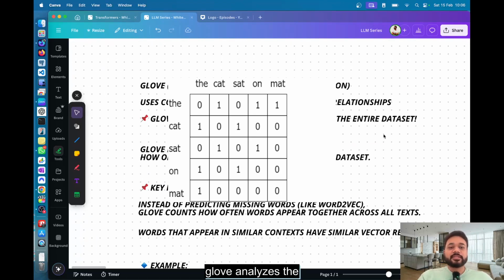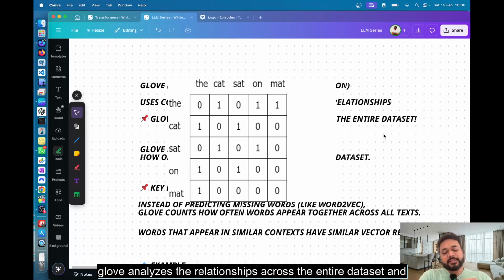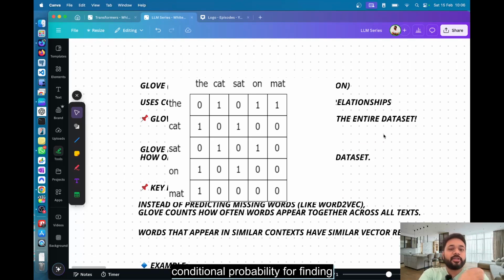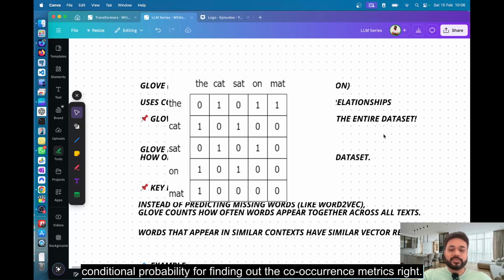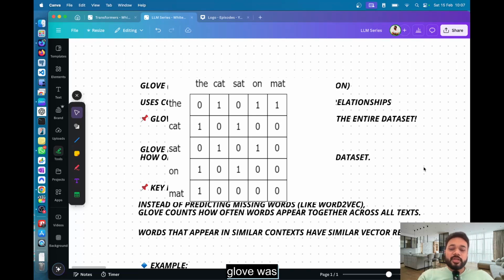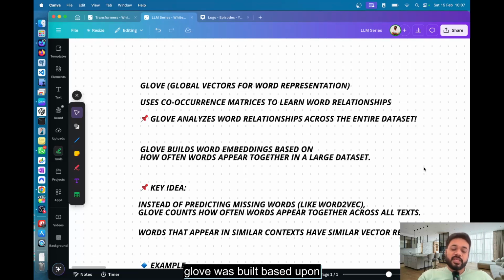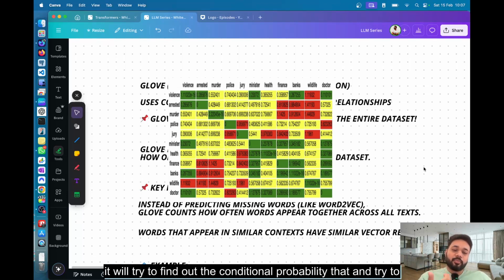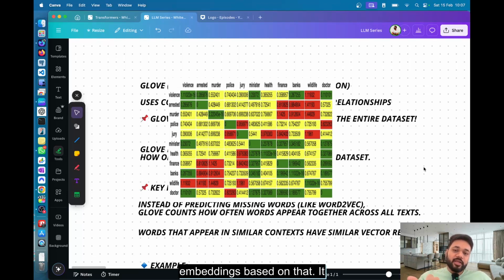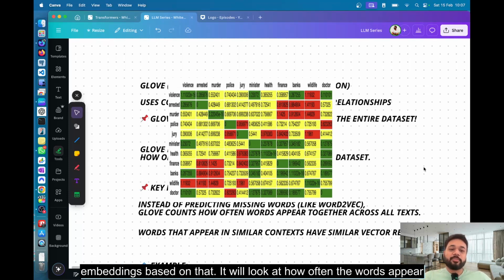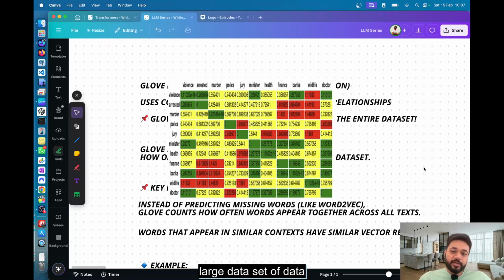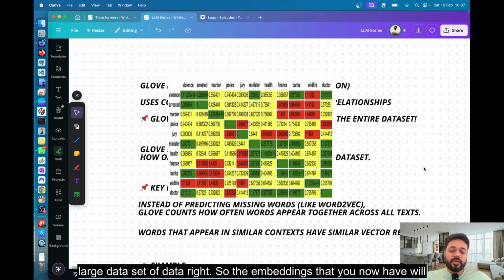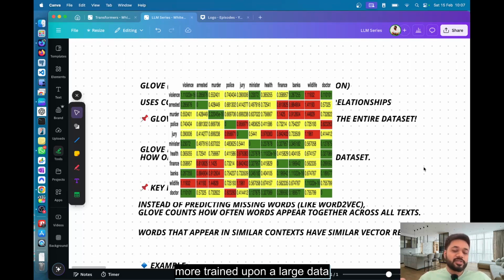And GloVe analyzes the relationships across the entire dataset and then uses conditional probability for finding out the co-occurrence matrix, right? Now, GloVe was built based upon this particular co-occurrence matrix, but it will try to find out the conditional probability and try to create the embeddings based on that. It will look at how often the words appear together in a large dataset, right? So the embeddings that you now have will be more trained upon a large dataset.